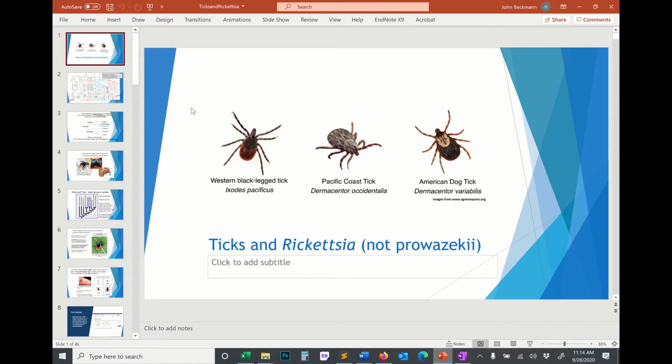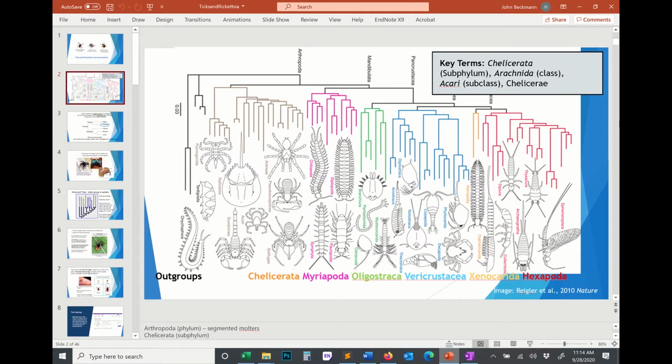Okay, so ticks. This is a phylogeny of arthropods, so Arthropoda. So everything in here are arthropods. This is an outgroup. So things like horseshoe crabs, lobsters, crabs, myriapods, which are like centipedes, millipedes, and then insects over here, all those are arthropods.